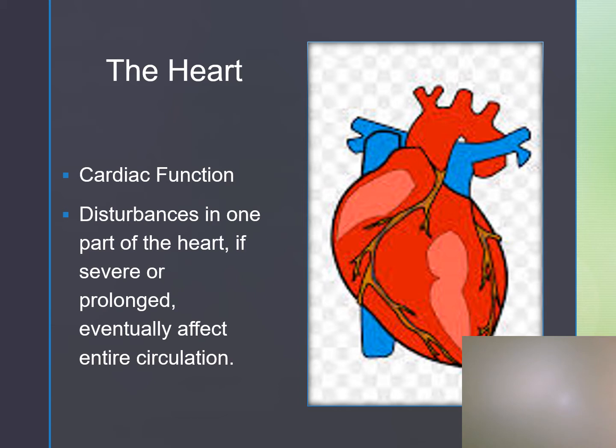With cardiac function, the heart is a double pump. The right side will pump deoxygenated blood to the lungs for oxygenation, and the left side pumps oxygen-rich blood into the systemic circulation. This process provides a continuous supply of oxygen and nutrients for cellular metabolism and a mechanism to help eliminate carbon dioxide. Disturbances in one part of the heart, if they are severe and prolonged, will eventually affect the entire circulation.